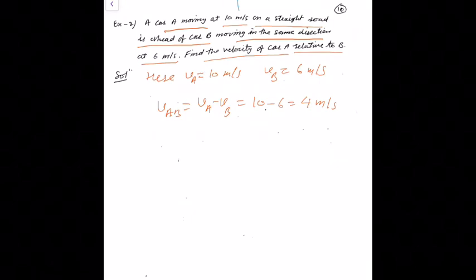Similarly, the velocity of B relative to A, VBA is equal to VB minus VA is equal to 6 minus 10 is equal to minus 4 meter per second. That is, negative velocity indicates that the driver of car A, when looking back, sees car B lagging behind at the rate of 4 meter per second.